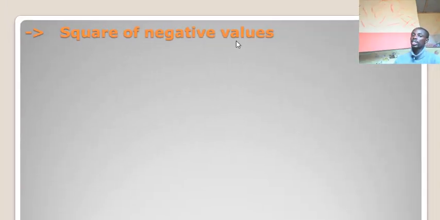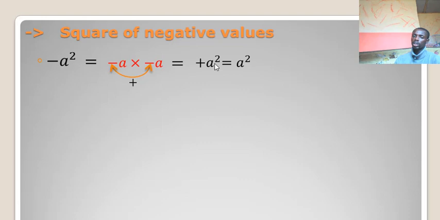Alright, so we have square of negative values. So how do we go about that? We have minus a squared. So minus a squared simply means minus a multiplied by minus a. That is minus a multiplied by itself. The next thing we'll do there is minus will multiply minus, or the two minuses will cancel out, to give us plus. And that's going to be plus a squared. And plus a squared is the same thing as a squared.